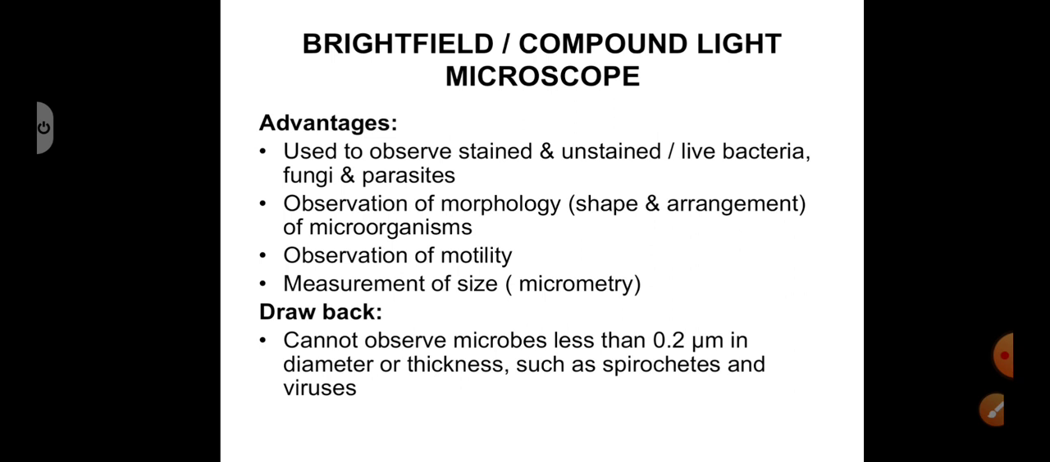But what is a drawback? You can't see the viruses because they're smaller in size. You cannot observe microbes less than 0.2 micrometers. So you can't see viruses, and you can't see even certain bacteria which are very slender, like spirochetes. Treponema pallidum is an example of a spirochete, which you can't see directly under the light microscope. So that was about one type of light microscope, the bright field microscope. The field or the background is bright and the image formed is darker.